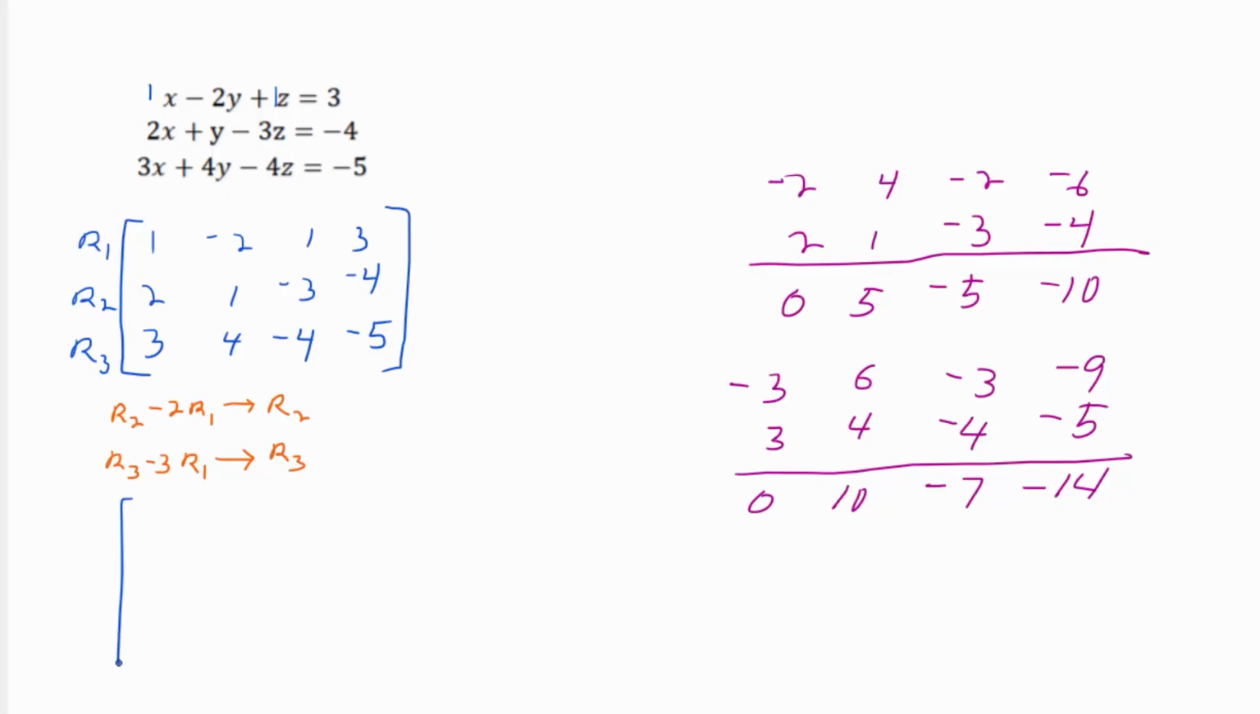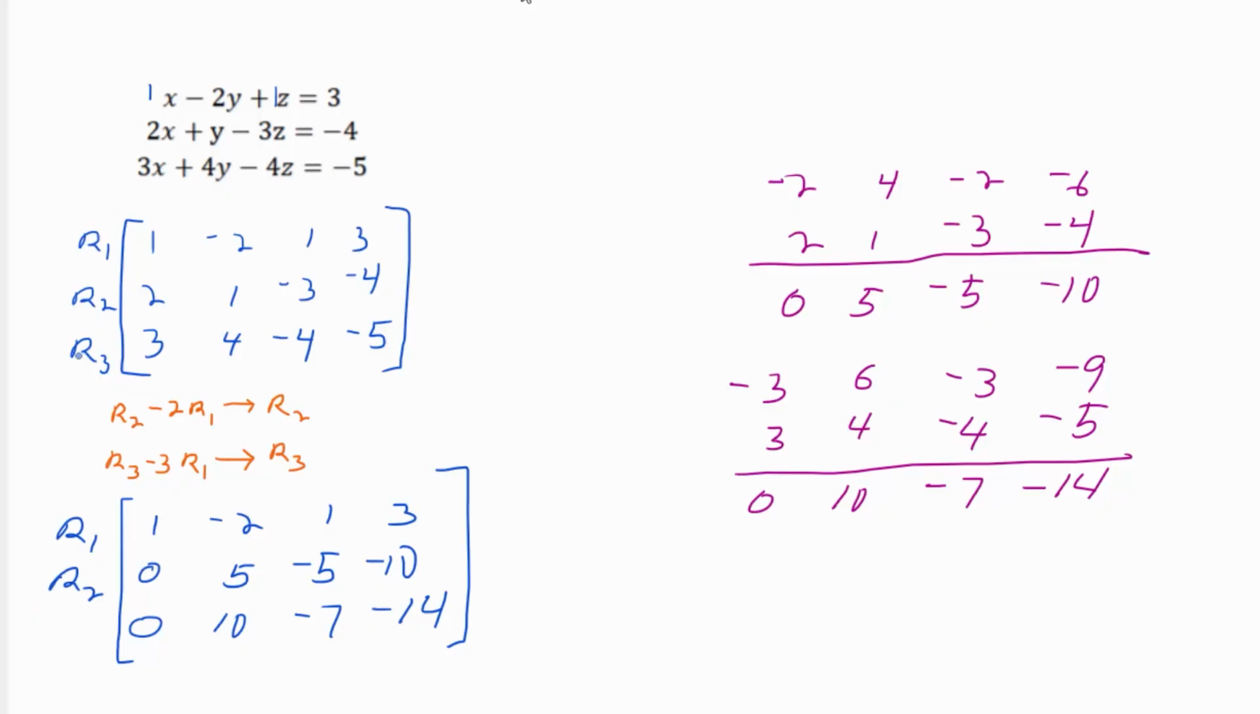The rule in this class is every time you finish a column, you rewrite the matrix. Row 1 hasn't changed. Row 2 is 0, 5, negative 5, and negative 10. And that's my new row 2. And then row 3 is 0, 10, negative 7, negative 14. And so now I rename my row 2 and row 3 to what I just inserted. I move on to the next column.